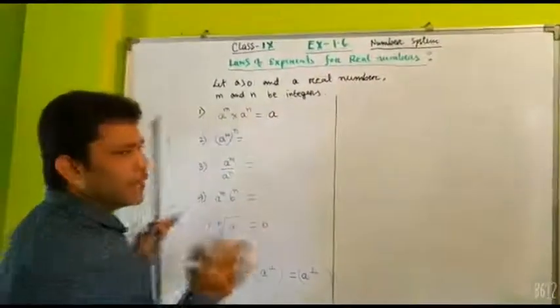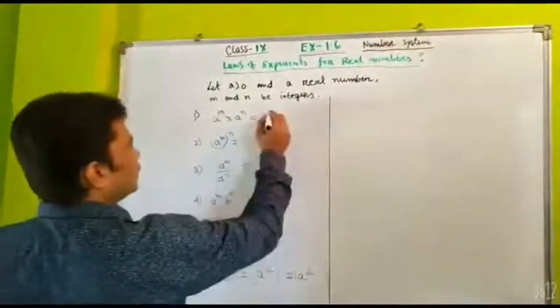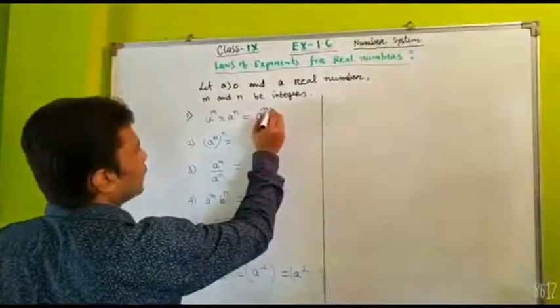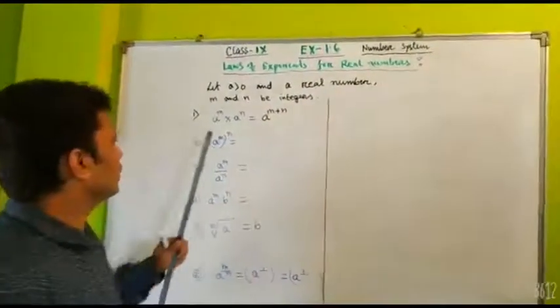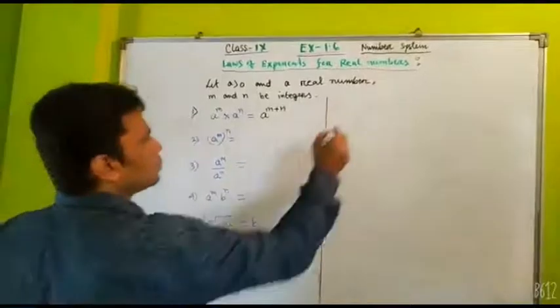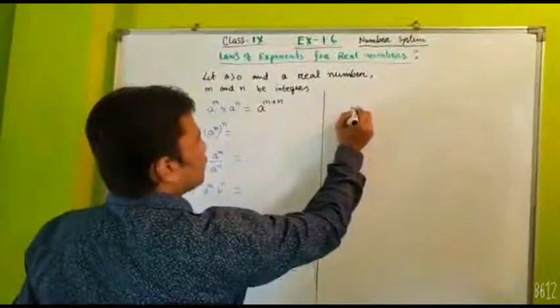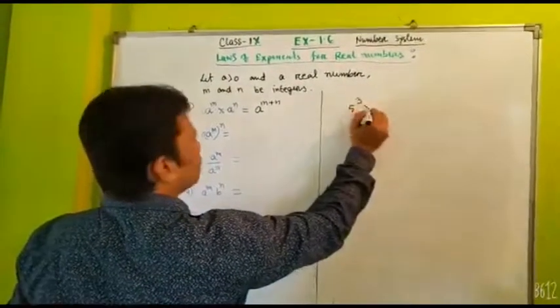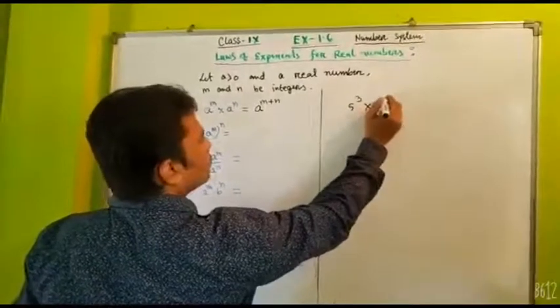Suppose 5 to the power 3 into 5 to the power 7. Both bases are same, then we can write 3 plus 7, that is equal to 5 to the power 10.